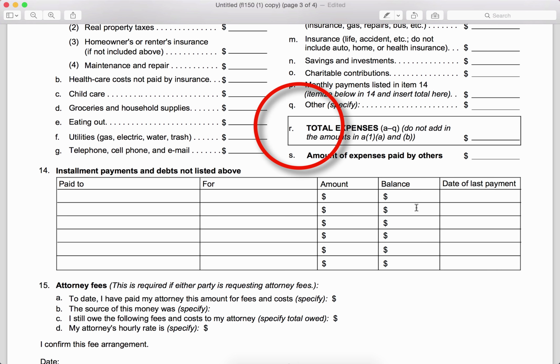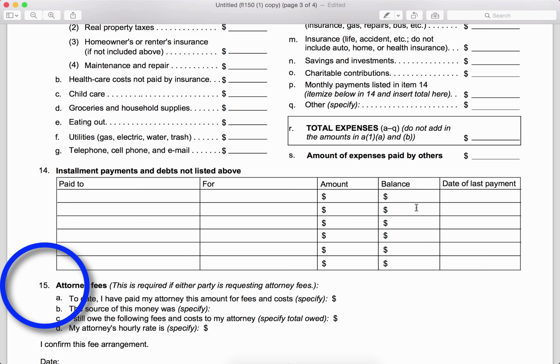If either party in the case is asking for their attorney's fees to be paid, fill it out in item 15. If not, leave it blank and do not sign the bottom of the page. If you fill this item out, your attorney will sign at the bottom of this page to confirm that the information is correct.